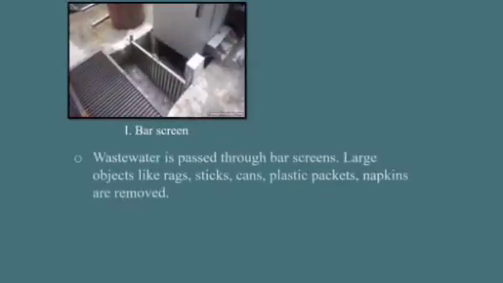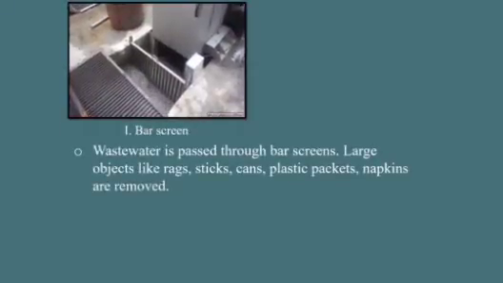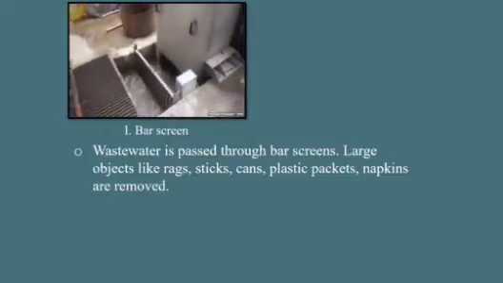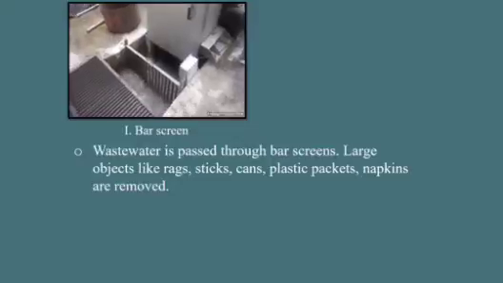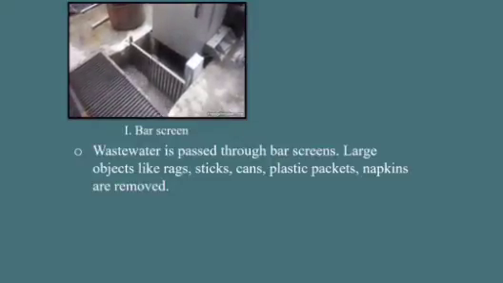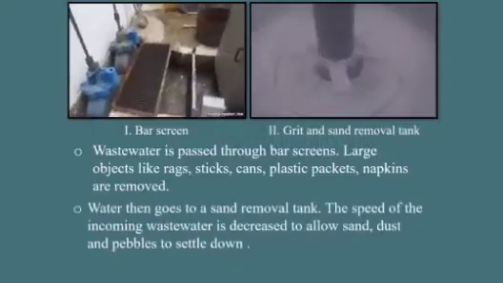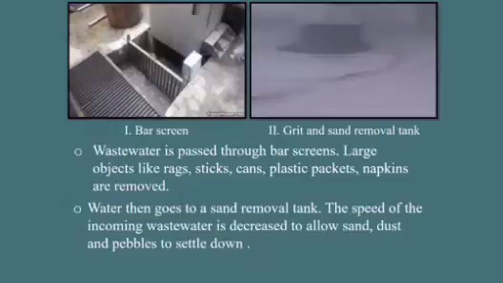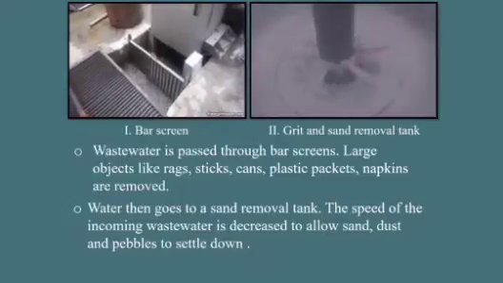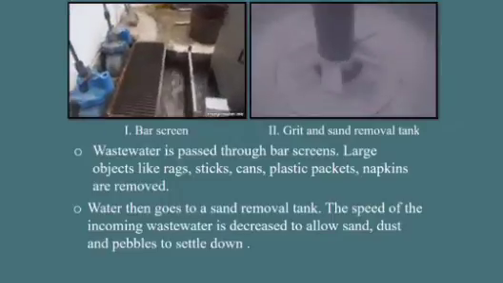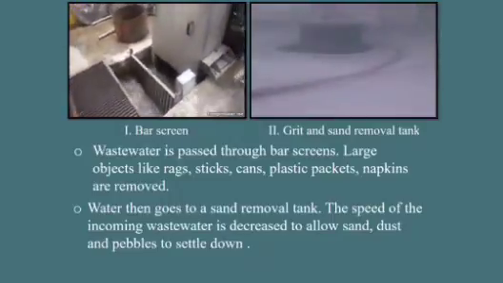First step is wastewater is passed through bar screens and a large number of objects like rags, cans, napkins, plastics are removed, as you can see in the image. In the second step, water goes to the sand removal tank and the speed of the incoming wastewater is decreased so that the particles like dust, sand, pebbles are allowed to settle down.